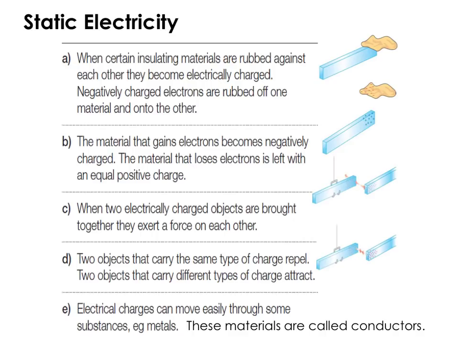You also need to be aware that when two electrically charged objects are brought together, they exert a force on each other, and that force depends on whether they've got the same charge or opposite charges. So two objects that carry the same type of charge will repel, as you can see here, two negatives repel, whereas two objects that carry different types of charges, so we've got negative and positive here, they will attract. The final thing you need to be aware of is that electrical charges can move easily through some substances, for example metals, and we call those conductors, whereas they will travel more difficultly or have more resistance in substances known as insulators. Examples of those are plastics.